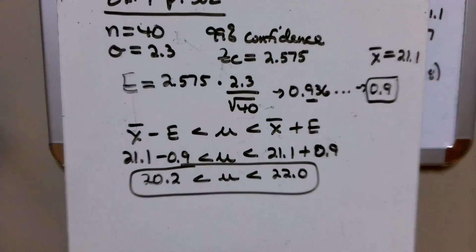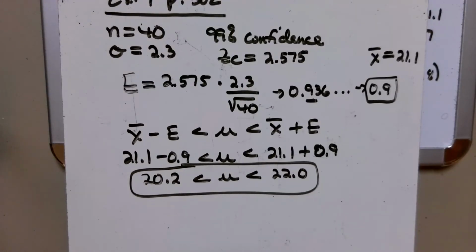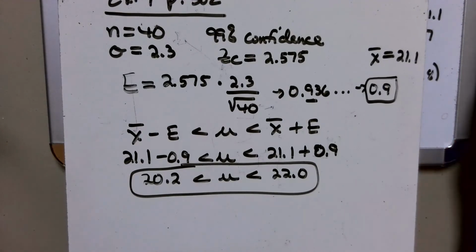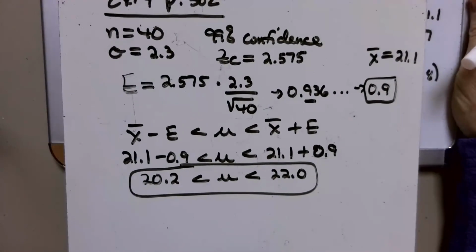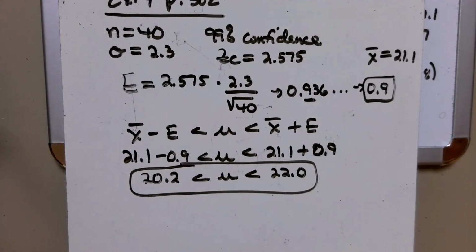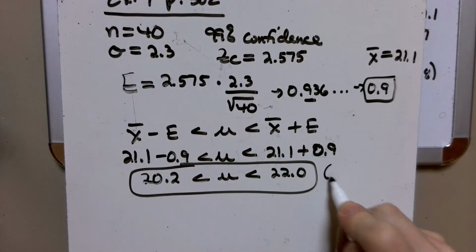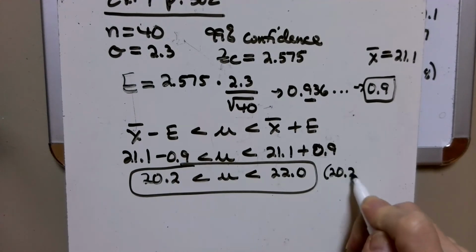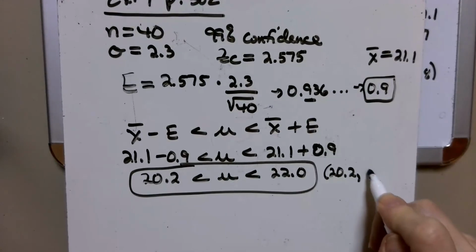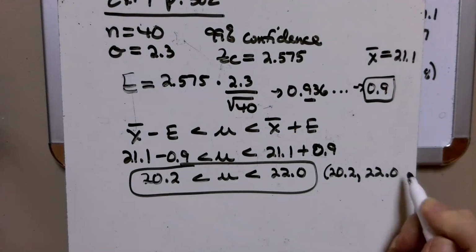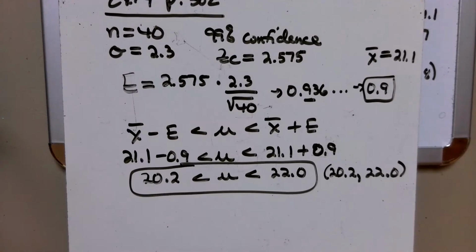So with a 99% level of confidence, we think that the mean number of hours spent by all student athletes in that conference per week on athletic activities falls between 20.2 and 22.0 hours, but we do have a 99% level of confidence, so we have a 1% chance of being wrong in this estimate. And so again, the way MyStatLab will probably have you put this answer is it'll give you parentheses, left endpoint 20.2, comma, 22.0 for the right endpoint with a parentheses. So that's how you'll show it in MyStatLab.